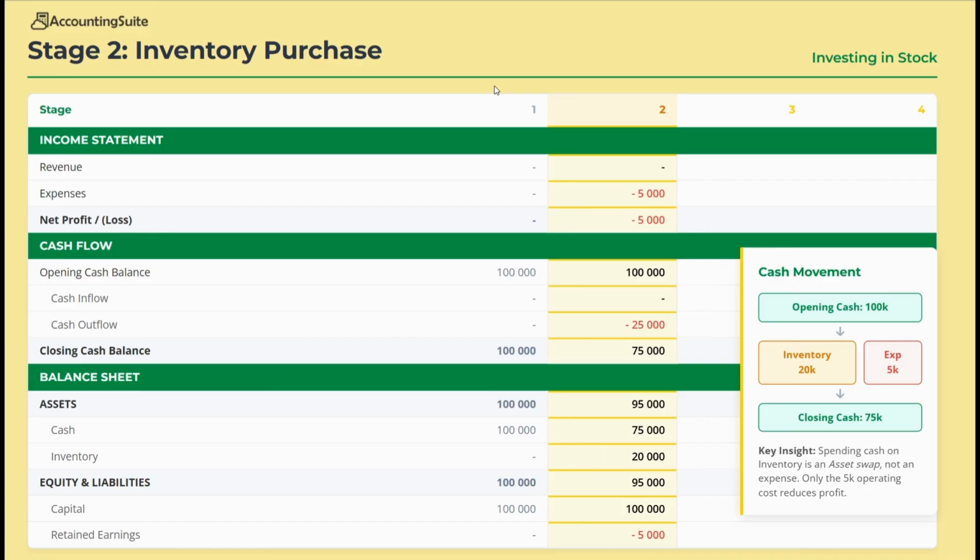Total assets equal $95,000. Equity, capital and retained earnings, equal $95,000. Notice something important. Assets didn't simply shrink. They changed structure. Part of the cash has turned into inventory.